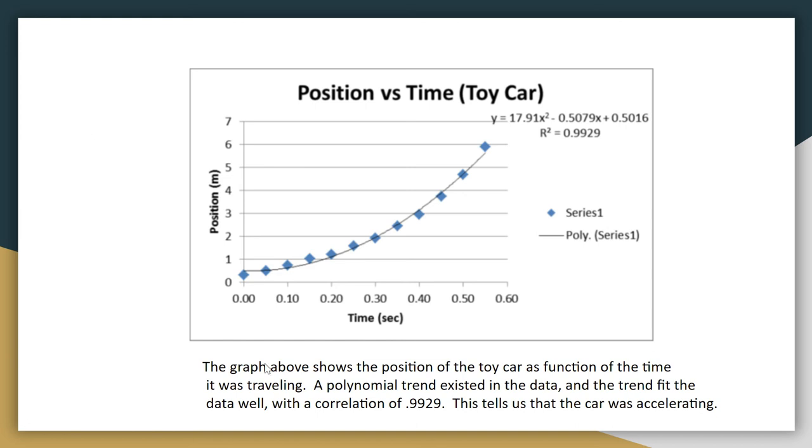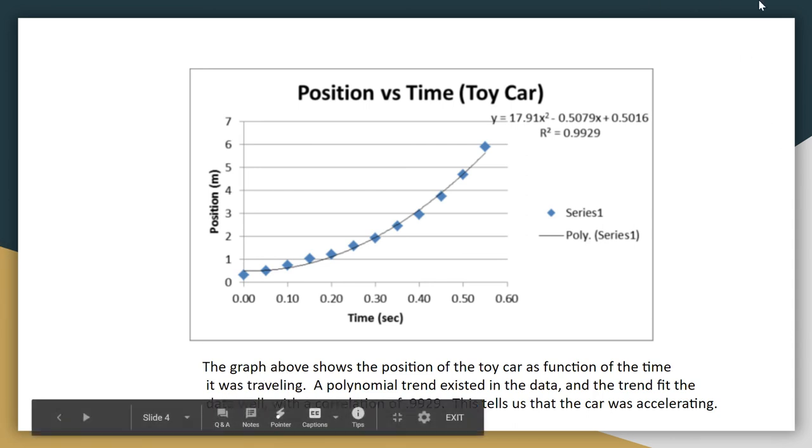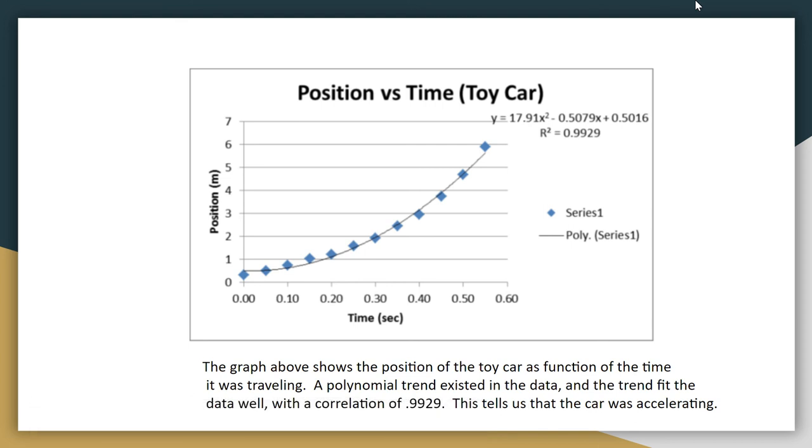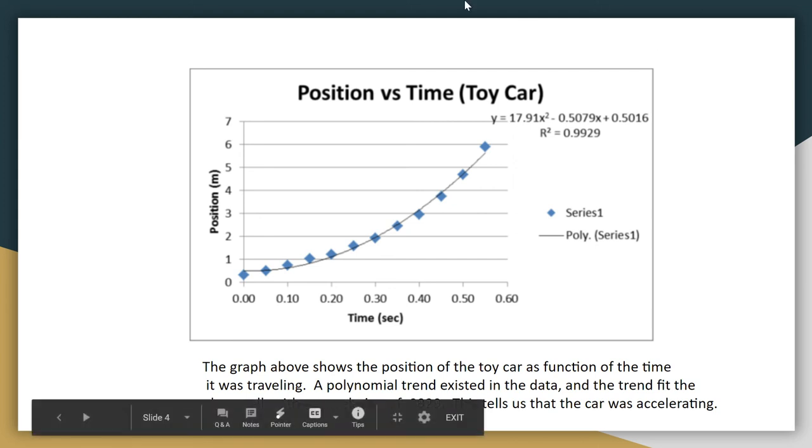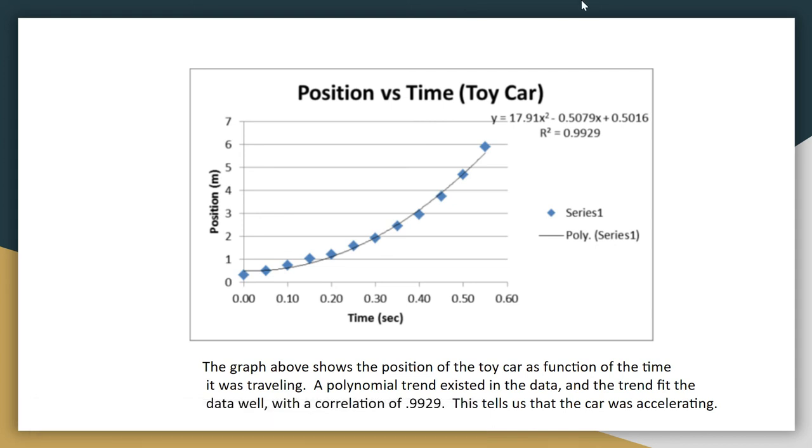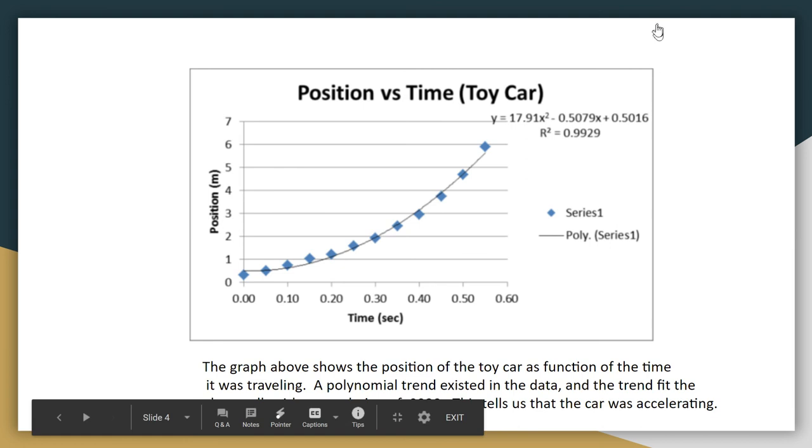All right, so this is the kind of thing that I'm looking for in your commentary. Just a couple of sentences that describes what I asked for earlier. What is this a graph of? Is there a trend? What is it? And how well did that trend fit the data? So when you're creating graphs, try to work on making sure that you have all of these elements to make sure that you have an excellent looking graph.